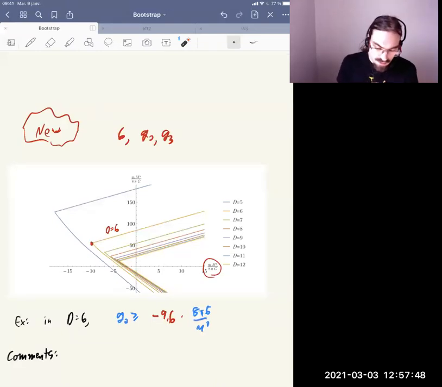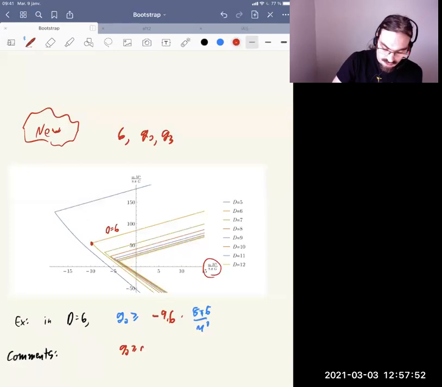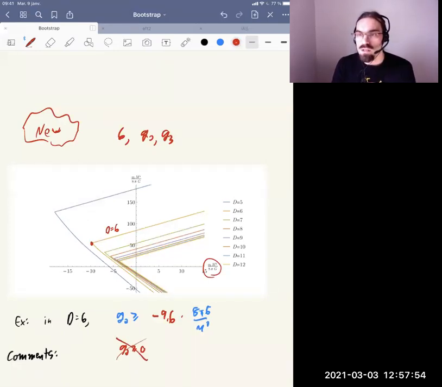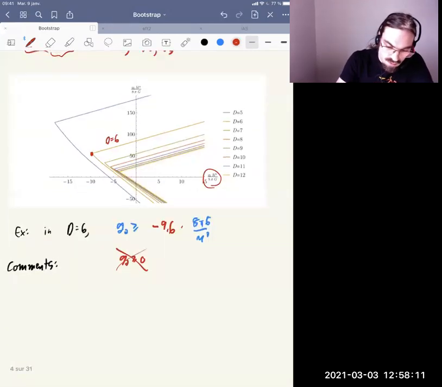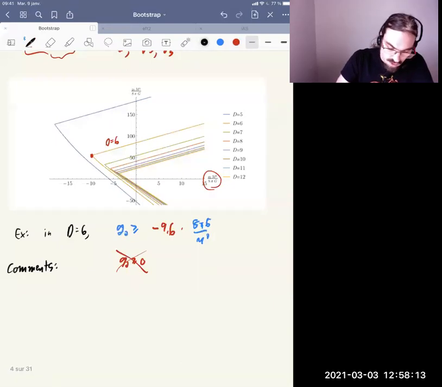So in particular, saying that G2 would be positive is not true. This cannot be derived from the axioms, and you can even find example theories which are on the left of the origin. So what we see is basically a cone that starts from some tip. That's one comment. Before concluding, let me make some more comments.